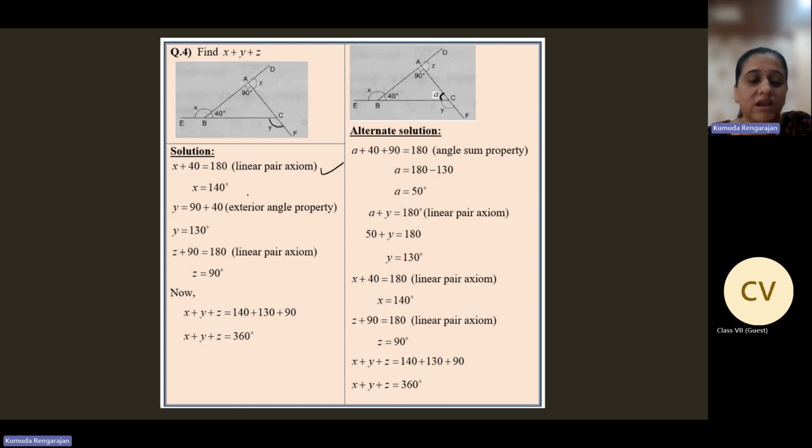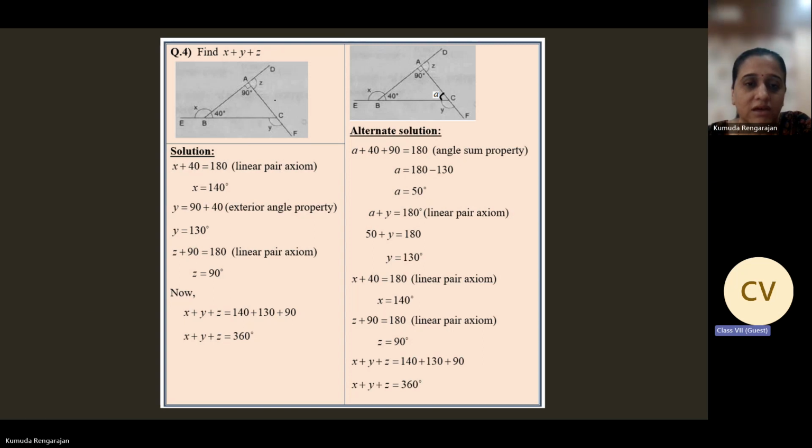Okay. So you see here, I have used the exterior angle property. Now, this side AC of the triangle ABC has been produced to this point F. So this exterior angle is formed. This is its interior angle. This is the exterior angle. This is its interior angle. These are the two interior opposite angles.